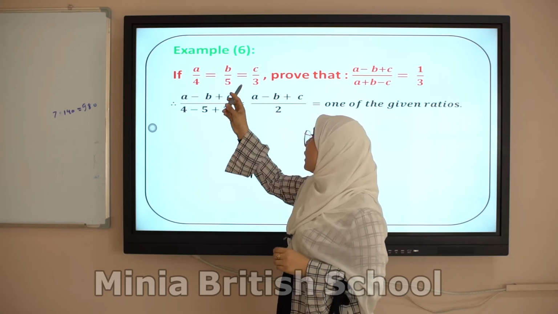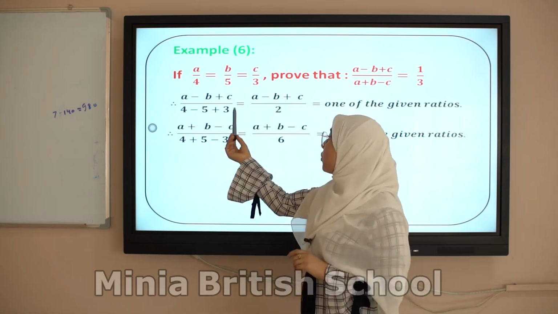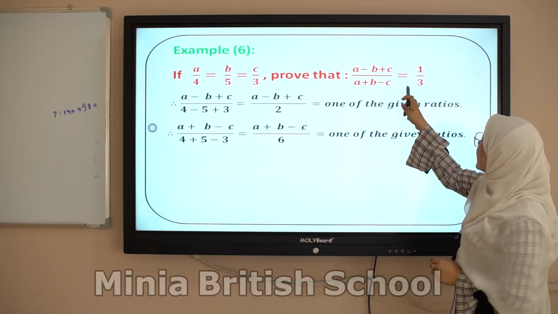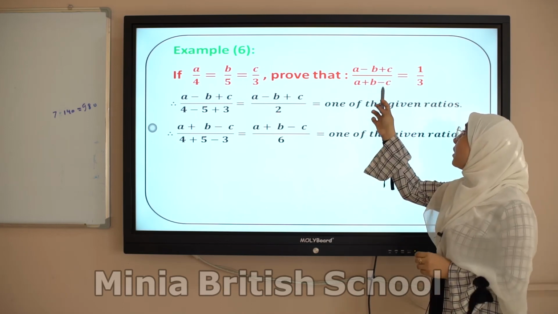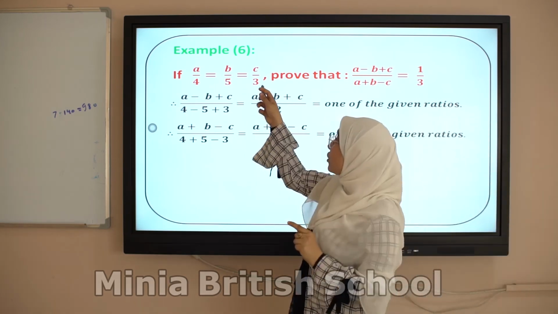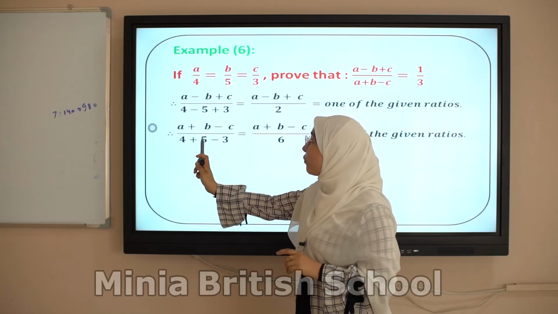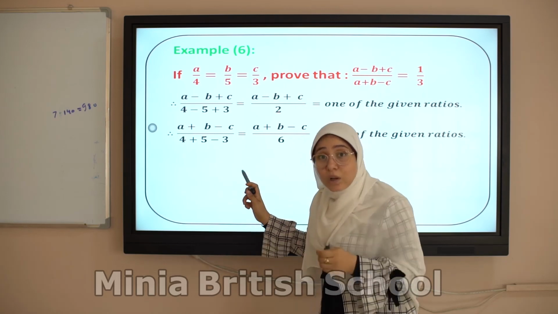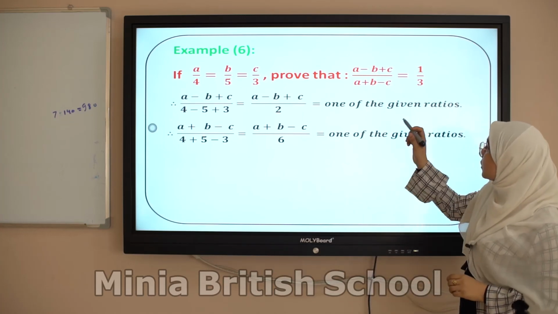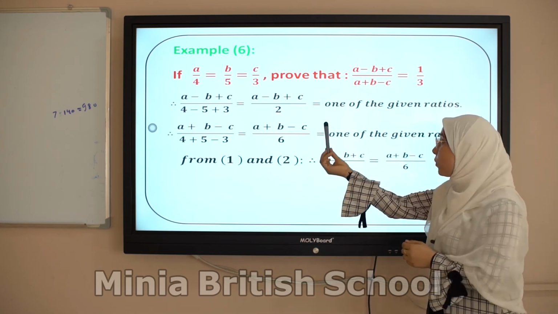(a minus b plus c) over (4 minus 5 plus 3) equals (a minus b plus c) over 2, which equals one of the given ratios. Here, the antecedent is the required a plus b minus c. So I will multiply the two terms of the third ratio by negative 1. So (a plus b minus c) over (4 plus 5 minus 3) equals (a plus b minus c) over 6, which equals one of the given ratios. So this ratio equals this ratio.